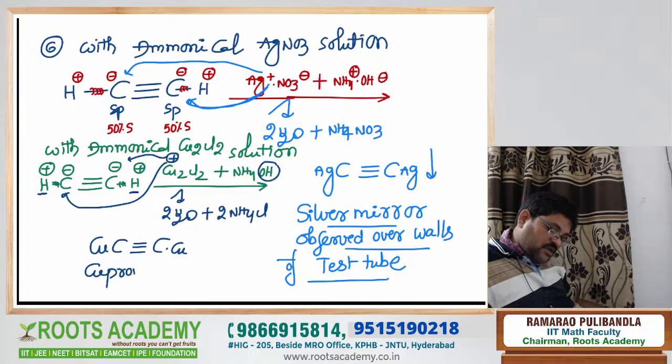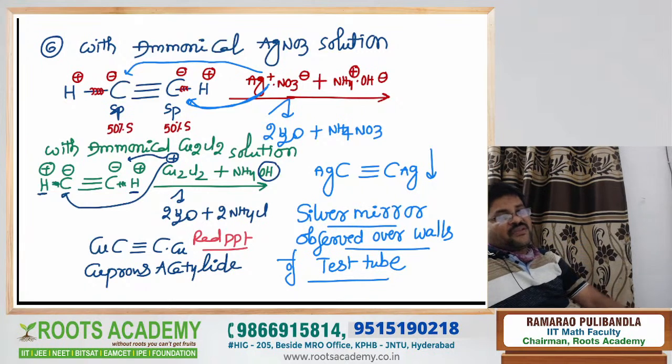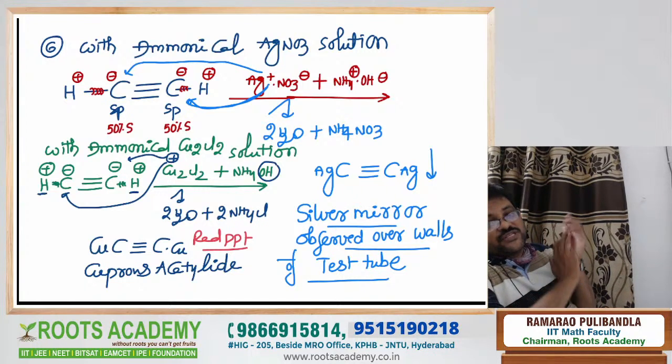Cuprous acetylide is forming. Now this cuprous acetylide is a red precipitate. The marker precipitate observed is a red precipitate. Simple explanation: because the sp carbon has 50% s character, the sp carbon has the most electronegativity value. Understood what I am saying?